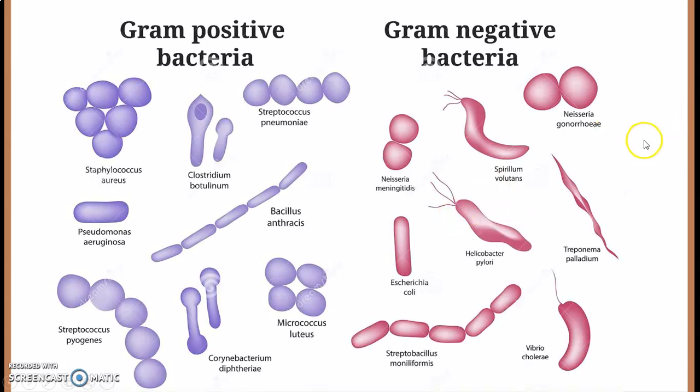And here are some examples of the Gram positive and negative bacteria. The major examples for positive bacteria include Staphylococcus aureus, then Bacillus, then Streptococcus pneumoniae. For Gram negative bacteria, the major examples are Vibrio cholerae and the most used one, Escherichia coli, and many more.